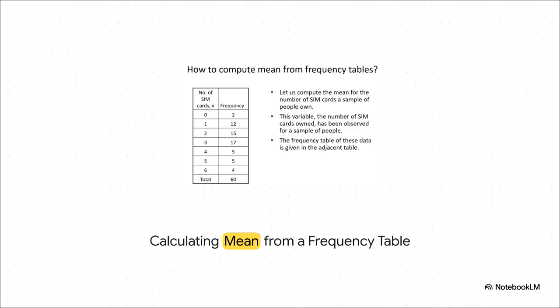Now, what if our clues are neatly packaged in a frequency table? Don't let the mathematical notation frighten you. It's actually a very simple deduction. We just multiply each value, which here is the number of SIM cards, by its frequency. Then we sum all those products to get 162, and finally divide by our total sample size of 60. Elementary, we deduce a precise mean of 2.7.